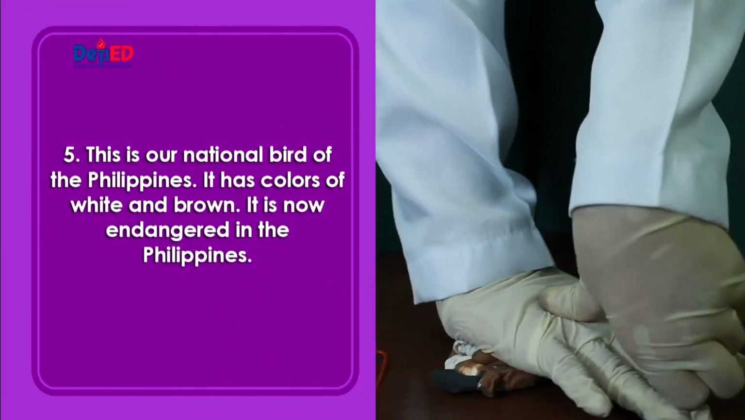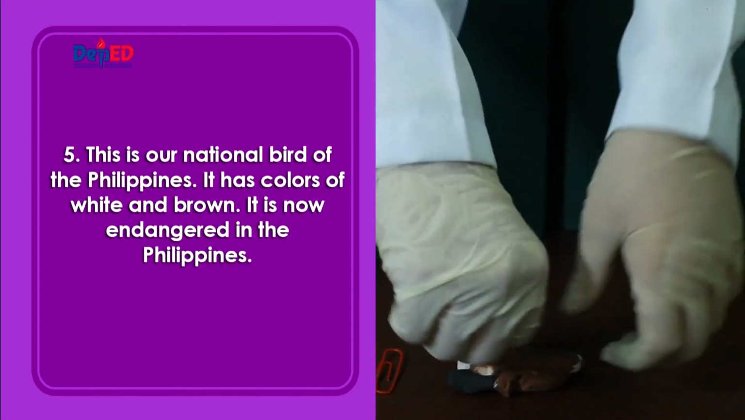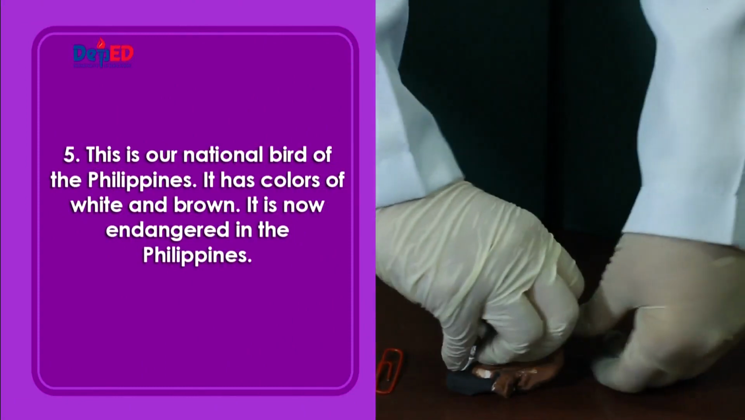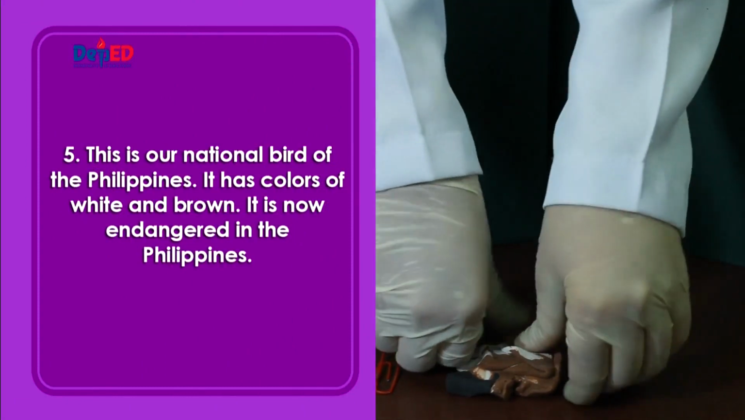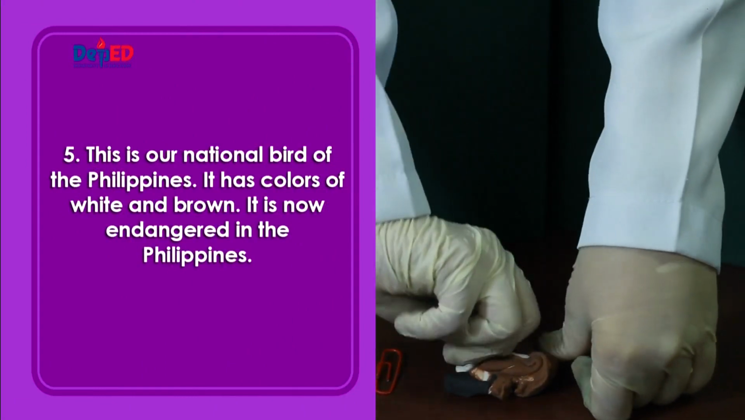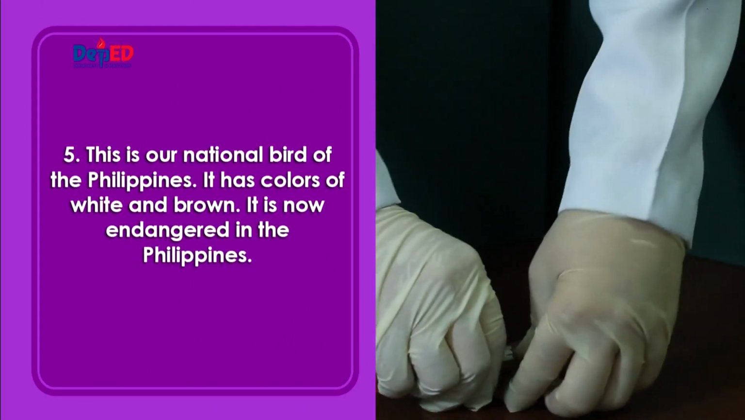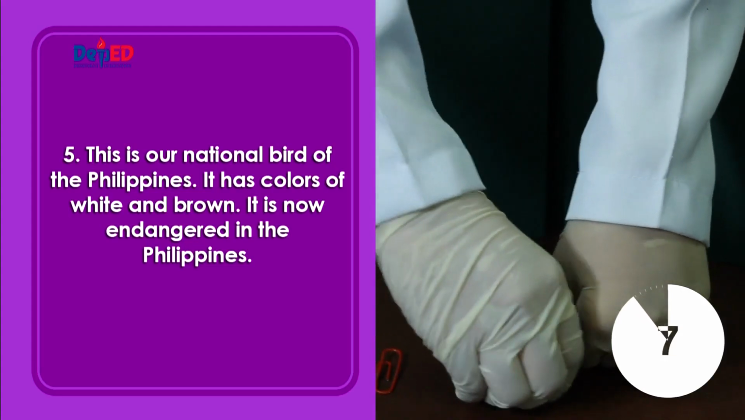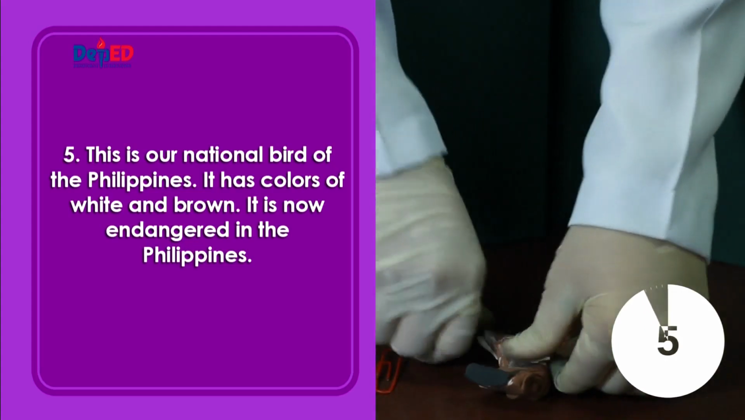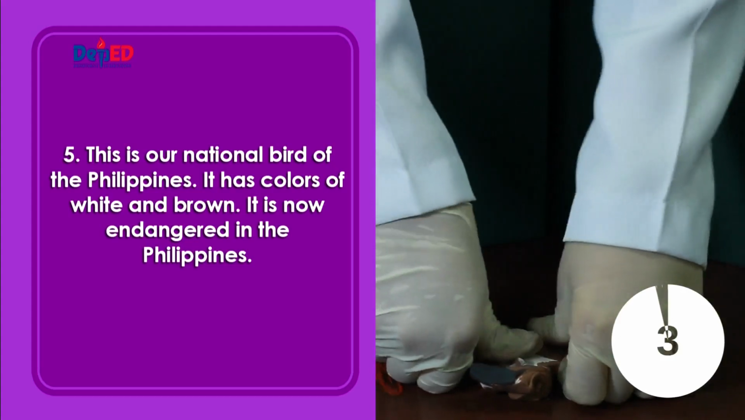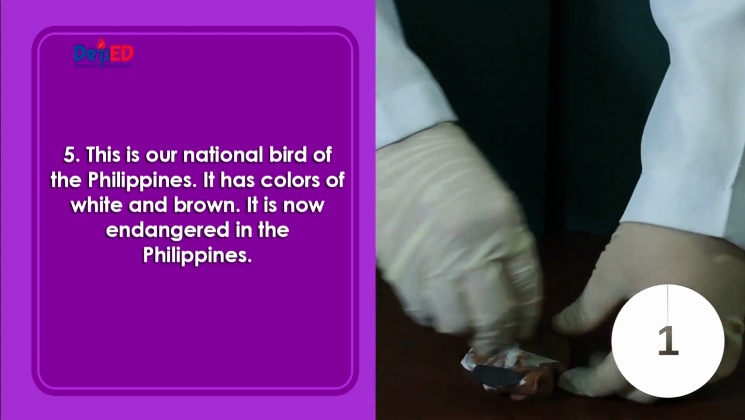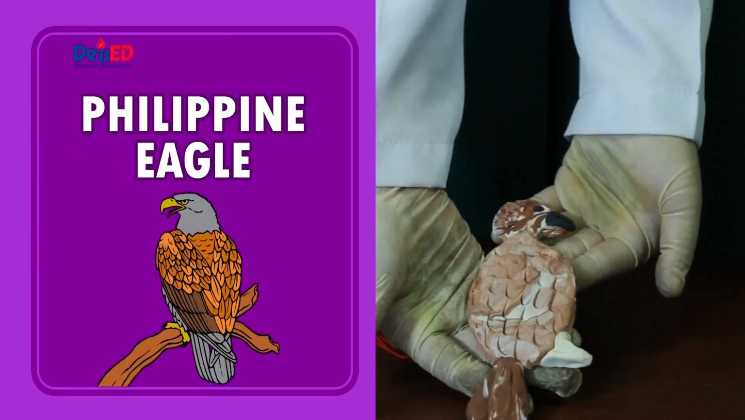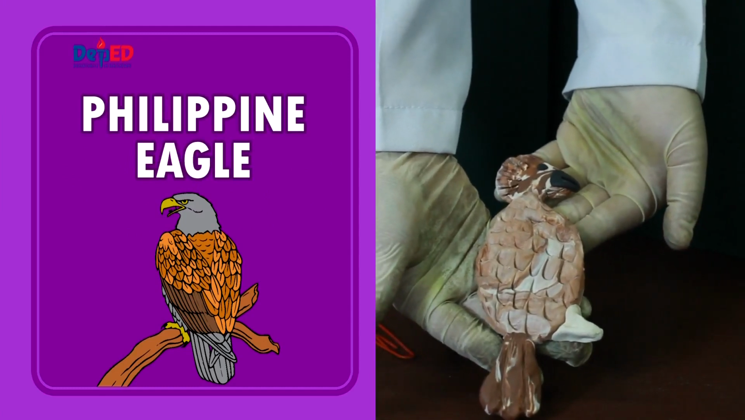Number 5. This is a national bird in the Philippines. It has colors of white and brown and is now endangered. What is it? The answer is Philippine eagle.